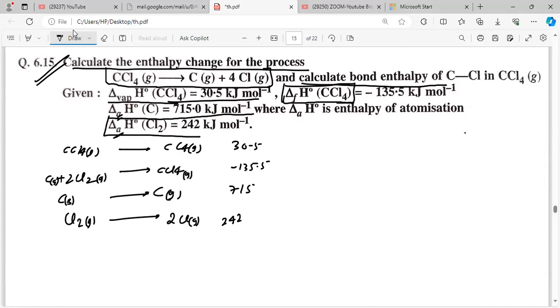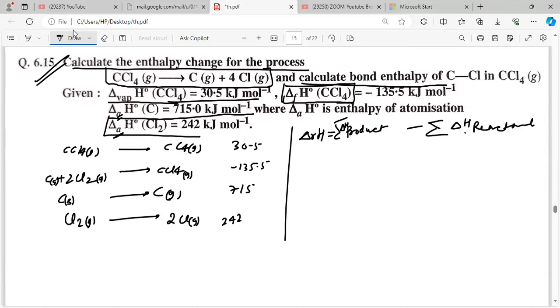Now, enthalpy of reaction, how can you bring out the reaction? Delta rH is product minus reactant. That is, summation of enthalpy of product minus summation of enthalpy of reactant. These are the terms we have to use.